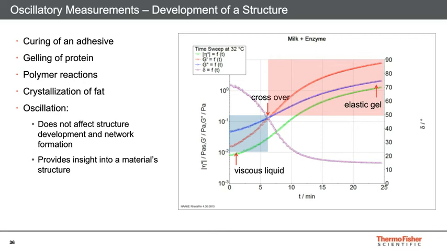You can use oscillatory measurements to study the curing of adhesive, gelation studies of proteins, polymer reactions, such as adding cross-linkers to a polymer, the crystallization of fat material, which happens commonly in food application, or even the crystallization set up within a polymer matrix. So remember, oscillation type measurement does not affect the structure development or network formation in some of these phase transition or reaction type systems, and you can provide invaluable insight into the material structure by just probing it using oscillatory measurements and not breaking down that structure.